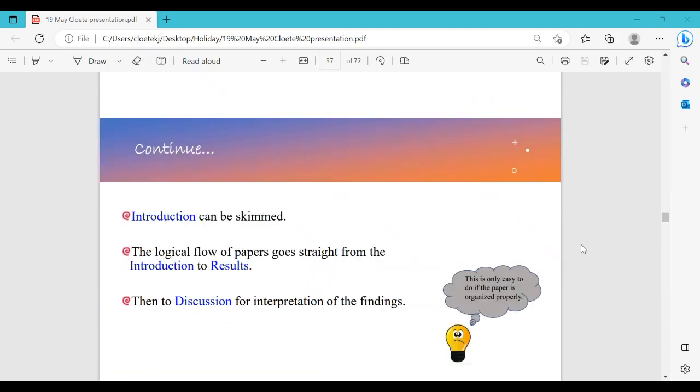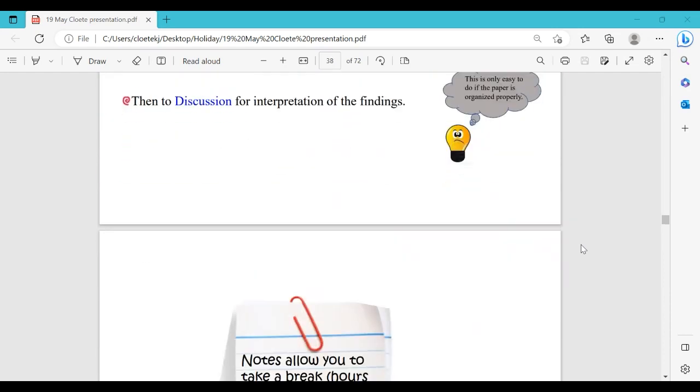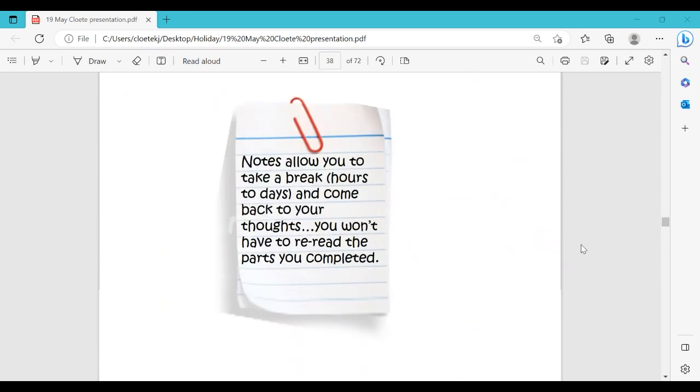If the paper is not really relevant for you, you can just skim through the introduction. Then some people focus more on the results and discussion, whereas others focus more on the methods, just to give them ideas of what kind of methods is being used.